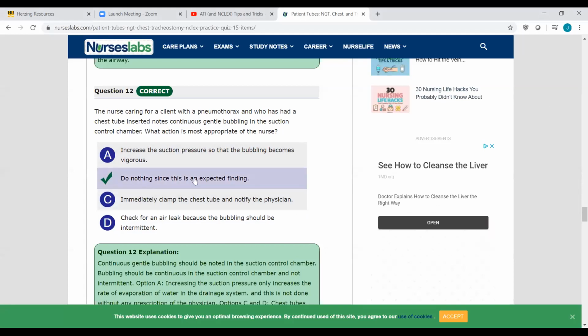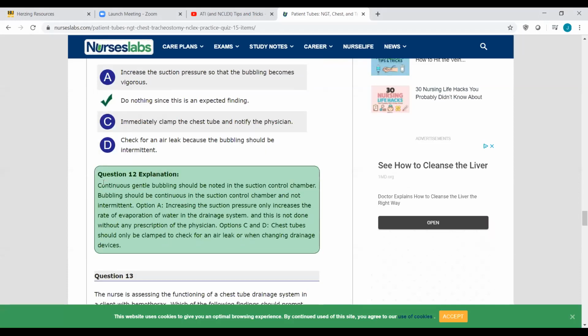Okay, so you're going to do nothing, because this says you have continuous gentle bubbling in the suction control chamber. Look down here. It says this gentle bubbling should be what you see in the suction control chamber. The bubbling should be continuous and not intermittent. So for A, increase the suction pressure so the bubbling becomes vigorous. No, you don't want to do that. That's going to make the water in the system evaporate, and that's going to be a problem. So for C and D, chest tubes should only be clamped to check for an air leak or when changing devices. So you don't want to clamp. That's going to cause a big problem.